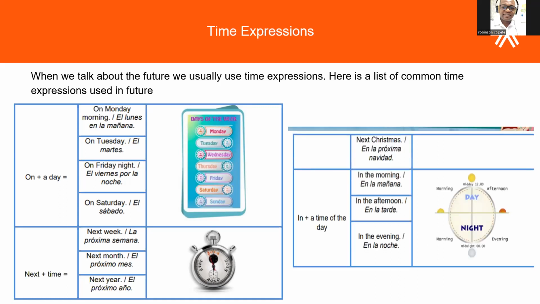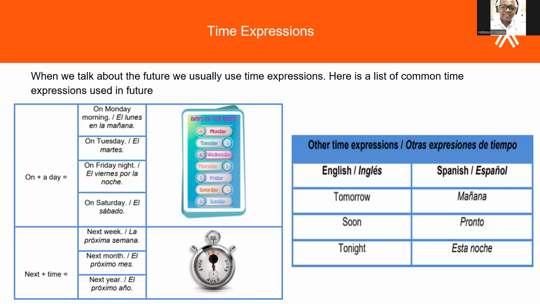Here we got more time expressions. Mira, ejemplo. In a time of the day, say, next Christmas, in the morning, in the afternoon, in the evening. You can use these time expressions. There you go. Other time expressions are, for example, tomorrow, Zoom, and tonight. All those time expressions are crucial for you guys to organize or write down your sentences correctly.